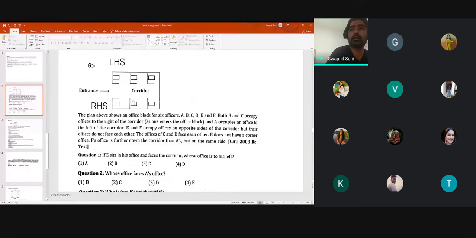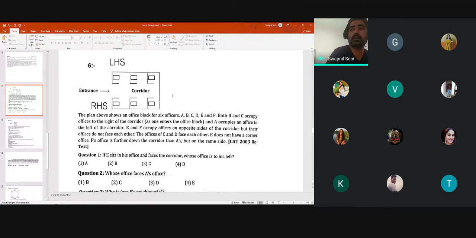F's office is further down the corridor than A's, but on the same side. So F and A are on the same side, and further down means A sits before F. Like if F is on this end, A will be over here, or if F is over here, A is over here. Anything is possible. So let's jot down the possibilities that we have.